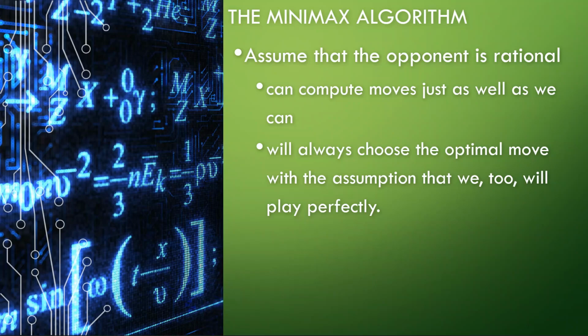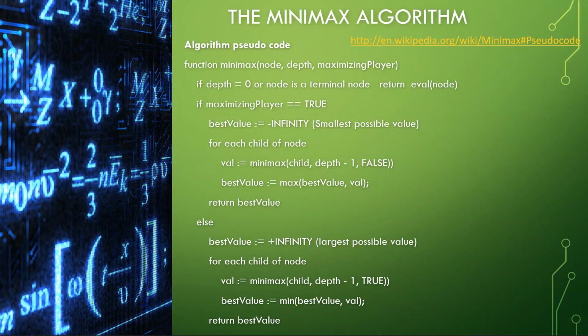So the algorithm here assumes that the opponent is rational, i.e. can compute moves just as well as we can. They'll always choose the optimal move with the assumption that we too will play perfectly. It's built into the algorithm. So if it's a little bit chaotic, who knows what could happen to the algorithm.